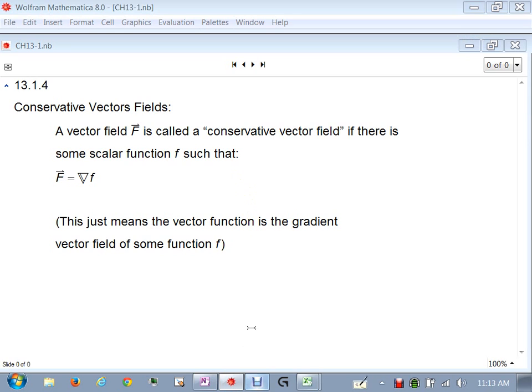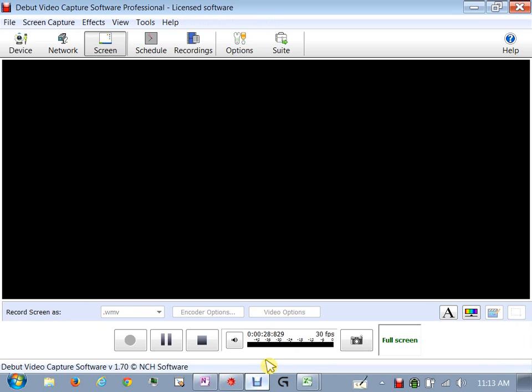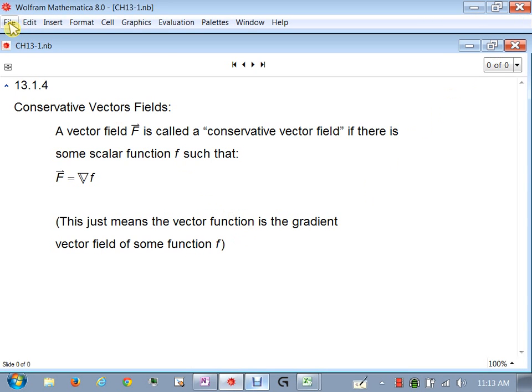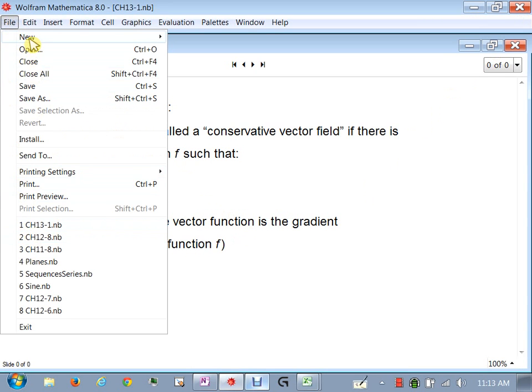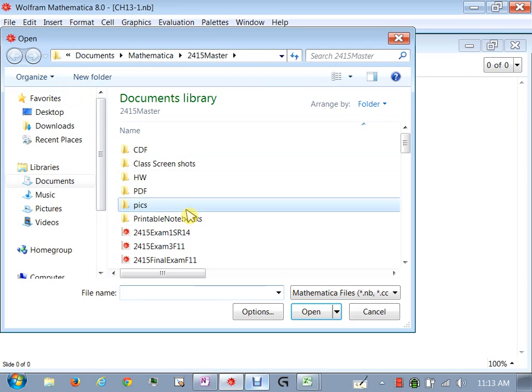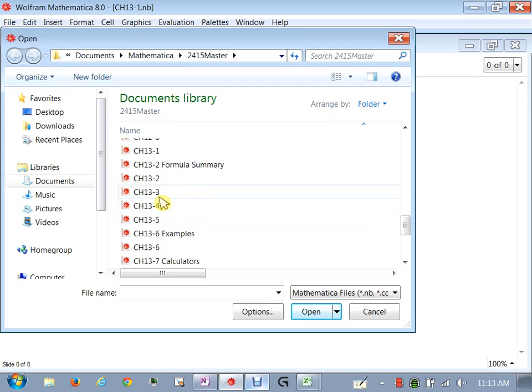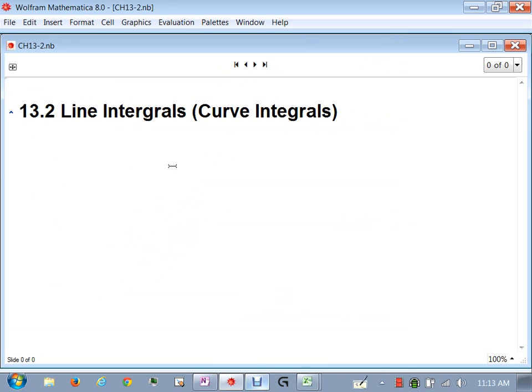So make sure my little audio is recording. Good, good. All right, so we're going to start 13.2, or no, did we? I just opened it and you looked at it, right? A little bit? No? We didn't. No, we didn't. Okay. So 13.2, line integrals.